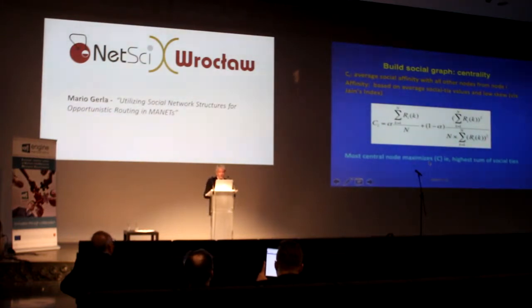Then we use the encounters to compute centrality. So the centrality is defined as the average social affinity with all other nodes from node i. So the affinity is based on average social tie values added up over all the nodes. So a node's centrality is computed by taking the social ties of node i to all the other nodes in the network, averaged out, normalized by n, multiplied by the factor alpha.